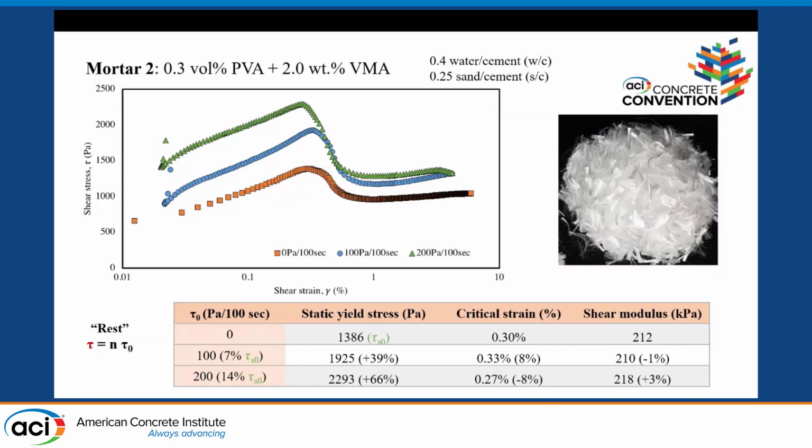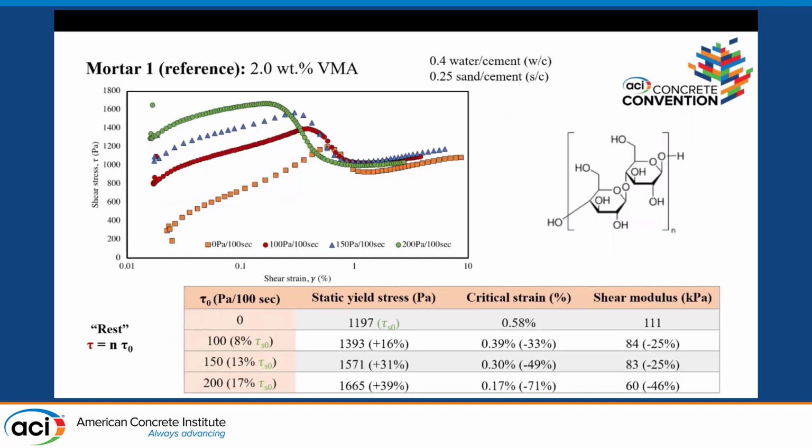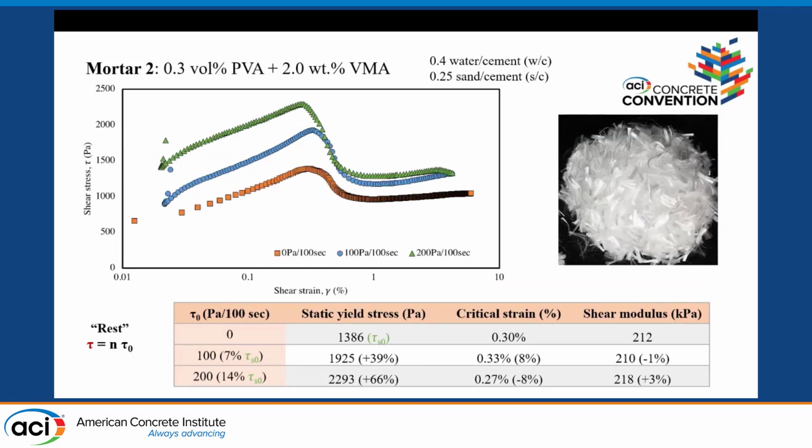So now with this rheological admixture that we're adding, the effect is only at the static yield stress, and the effect on the static yield stress is much higher. In the first mix, around 17% was only 40%, whereas here I'm at 14%, but I'm increasing my static yield stress by 66%.